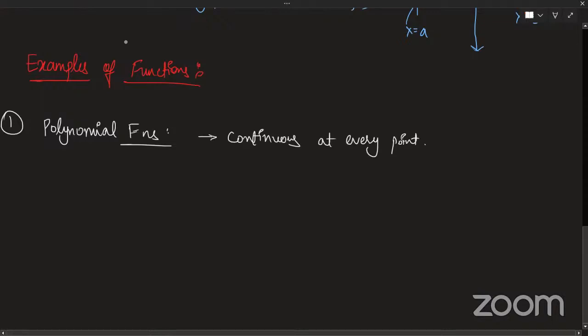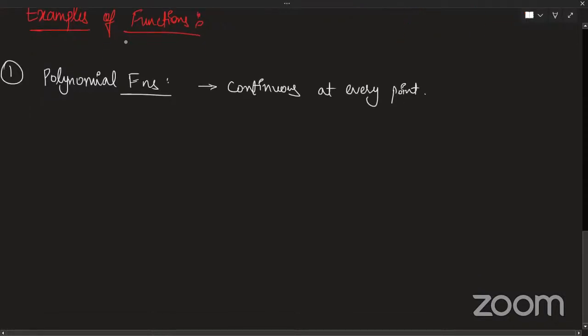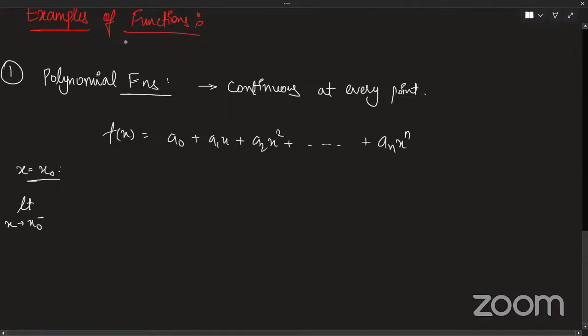And it is really simple to check. You have a polynomial, f of x is equal to a naught plus a1x plus a2x square plus so on, an x raised to n. You take any value of x, say x is equal to x naught. So either you take limit x tends to x naught minus, or you take limit x tends to x naught plus. Is this an indeterminate form?